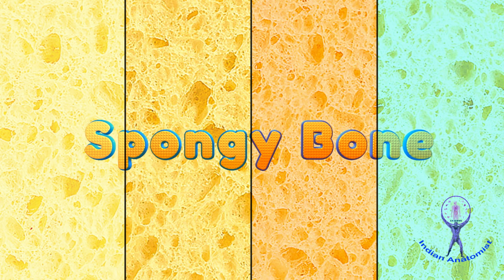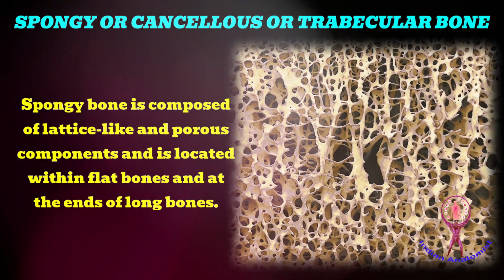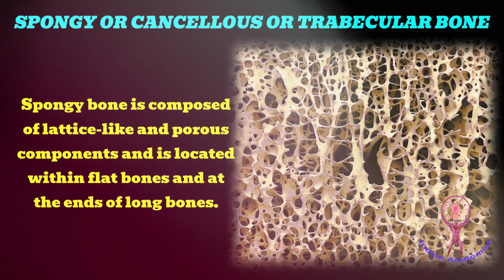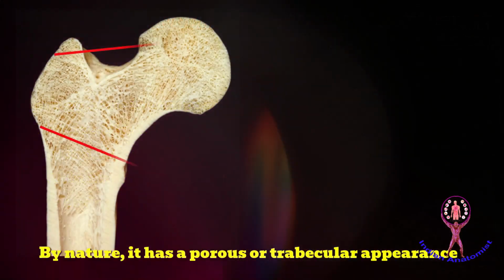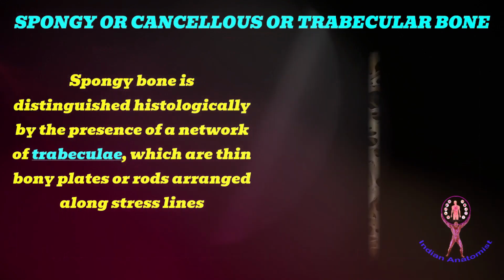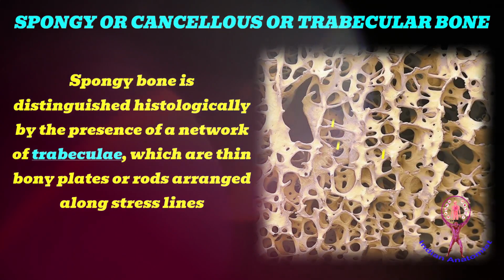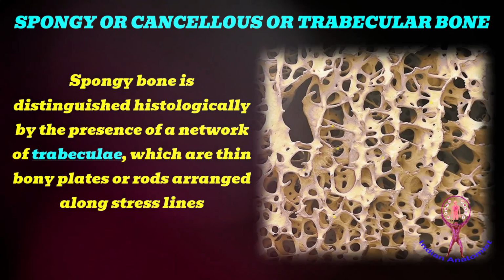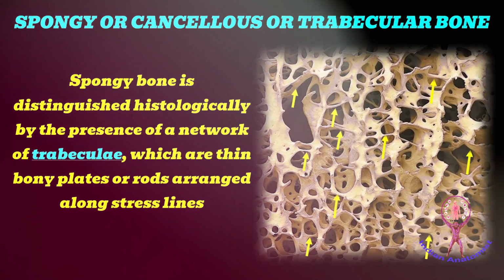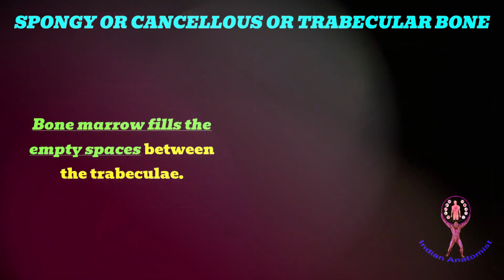As we have discussed earlier, the second type of classification of bone is the spongy or cancellous or trabecular bone. Spongy bone is composed of lattice-like and porous components and is located within the flat bones and at the ends of long bones. By nature, the spongy bone has a porous or trabecular appearance. Spongy bone is distinguished histologically by the presence of a network of trabeculae, which are thin bony plates or rods arranged along the stress lines. In this picture, the arrows represent the trabeculae.